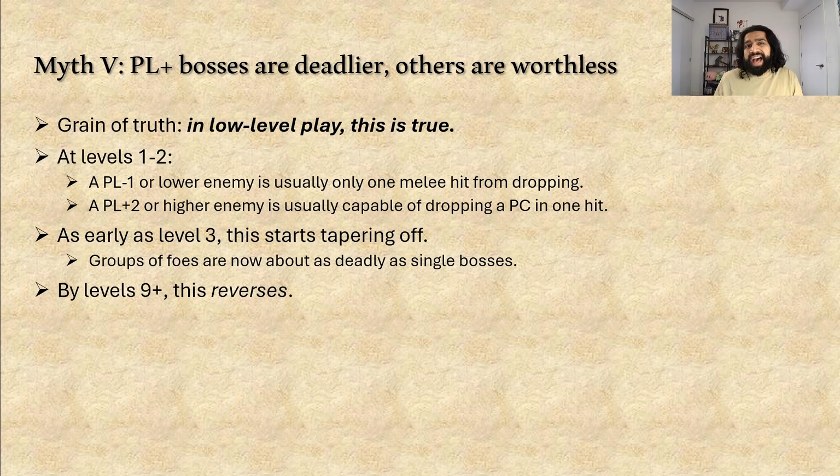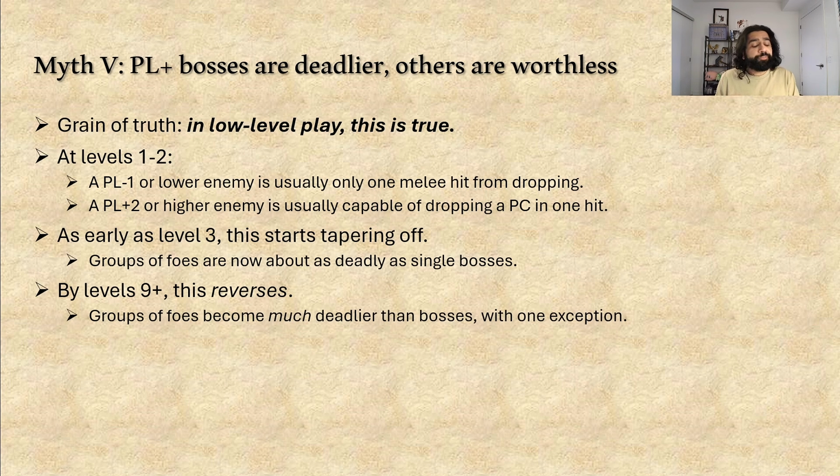And then by level 9-ish, and this may vary depending on your exact party composition, I would say this reverses. The reason that groups of enemies started catching up with bosses is because, one, the groups are no longer going down in 1 to 2 hits, so they're starting to feel deadlier. And likewise, the PCs are not dropping in 1 to 2 hits, so the bosses are feeling less scary. By levels 9 plus, HP scaling generally starts outscaling the damage most Pathfinder parties can do. This means groups of foes are now much deadlier than the typical boss.